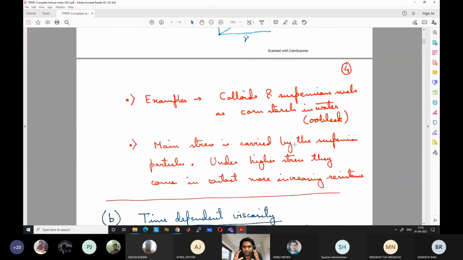Then it starts behaving like a solid because all the particles come together at a very high rate and it creates a huge amount of resistance. So wherever this type of fluid is present, where you have a suspension kind of fluid, this behaves like a dilatant or shear thickening fluid.